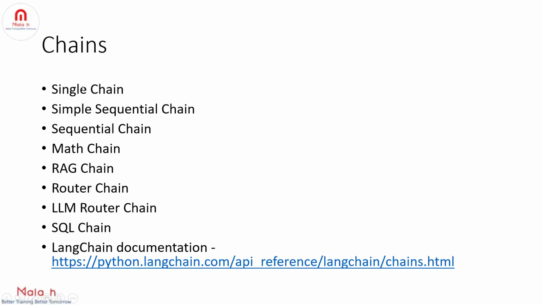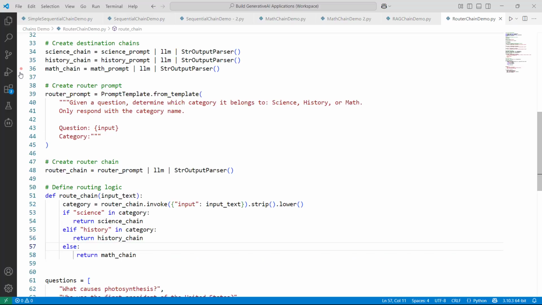So far we have seen all these chains. In the router chain, we have defined the logic manually and then routed accordingly. But now let's try to use LLM router chain, and the objective is, based on the prompt or question that we provide, the LLM will be smart enough to route the question to the correct prompt and answer accordingly. So let's see how we can implement that by using LLM router chain. Okay, so let's go to VS Code and see the implementation part.